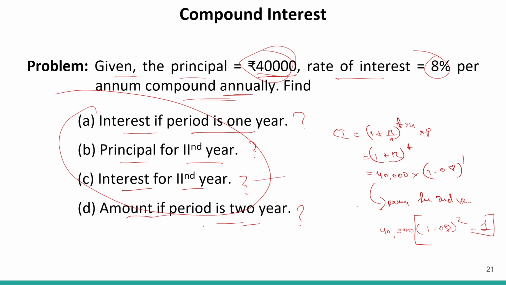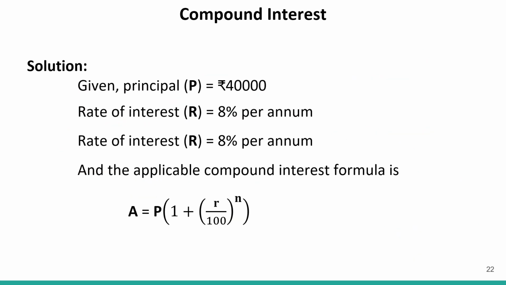So if the period is 2 years, the amount will be A2 is equal to 40,000 into 1.08 whole square. This much will be the amount after 2 years. So given that, let's see the step-by-step solution.